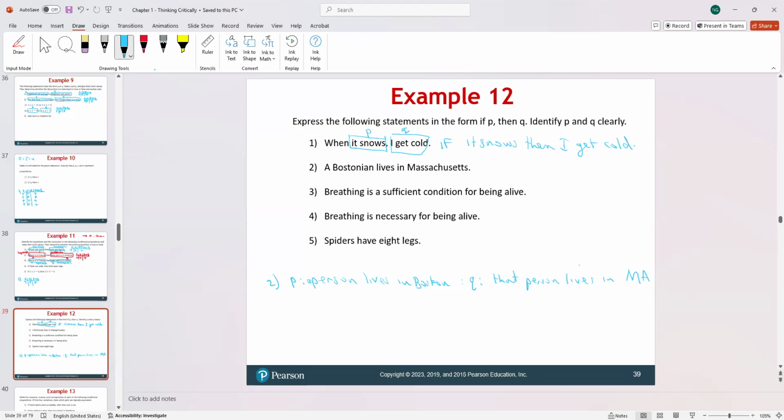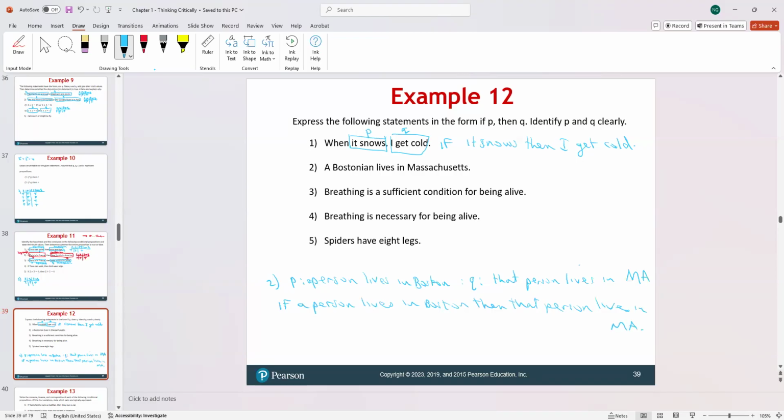So I identify P and Q clearly, and they said, express the following statements in terms of P and Q and identify them clearly. I can say if a person lives in Boston, then that person lives in Massachusetts. Okay. All right.